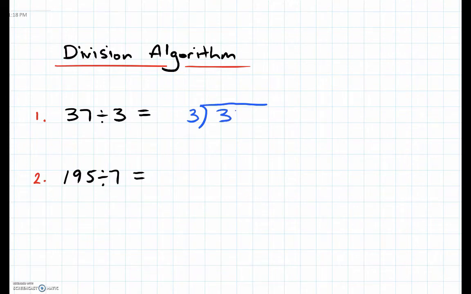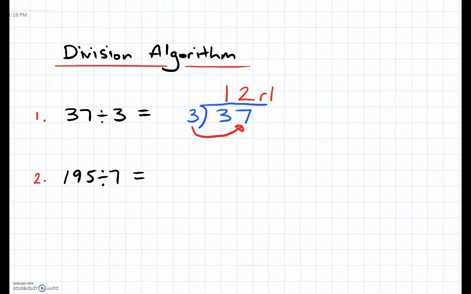So I'm going to use this symbol here and work out how many times, first of all, 3 goes into 3. Now 3 goes into 3 one time, and there's no remainder, so I don't have to worry about that. Next up, I'm going to see how many times 3 goes into 7. Now 3 goes into 7 two times, because 3 times 2 is 6, and it gives me a remainder of 1. Now, that's not my final answer.